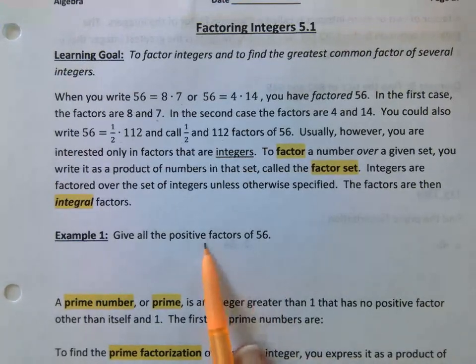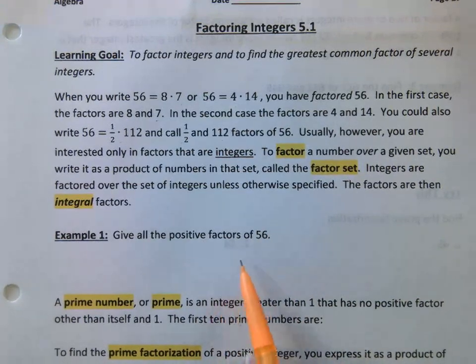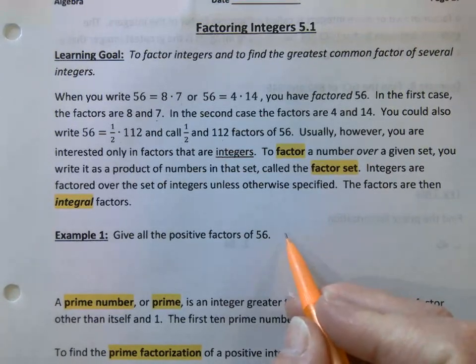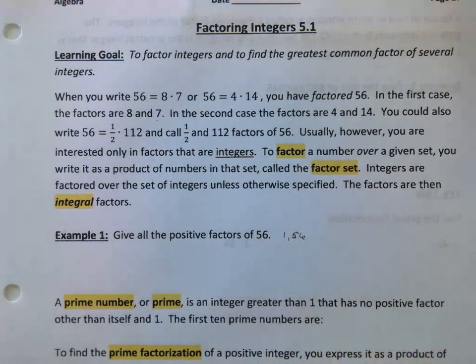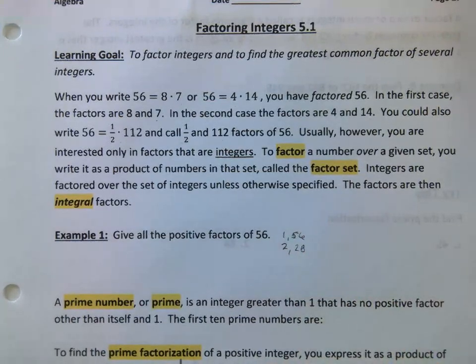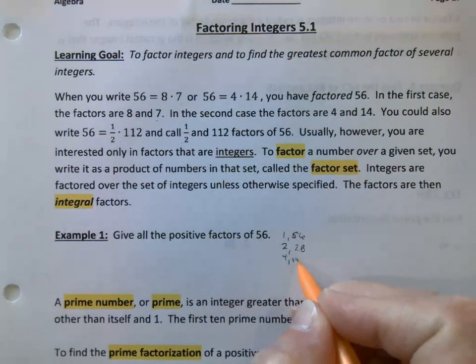Let's start by giving all the positive factors of 56. The easiest way to do this is to go through the divisibility rules, starting with the smallest number and writing things as pairs. Obviously, 1 times 56, so those are both integers and they're both factors. 2 times 28 will give me 56. It's not divisible by 3 because 5 plus 6 is 11, which is not divisible by 3. Is it divisible by 4? Yes, it is. 4 times 14.